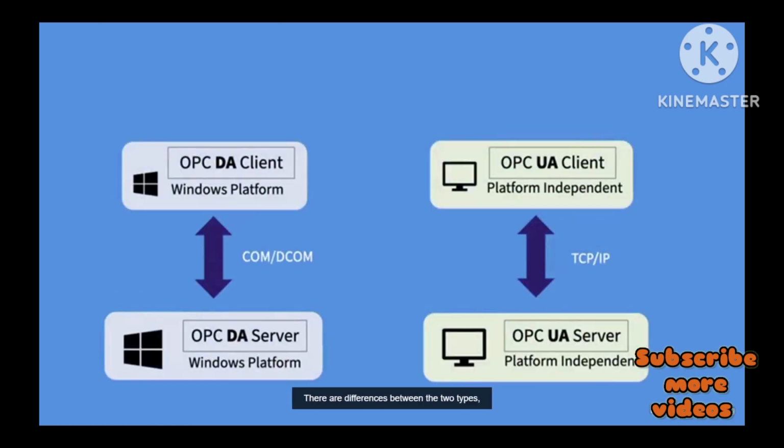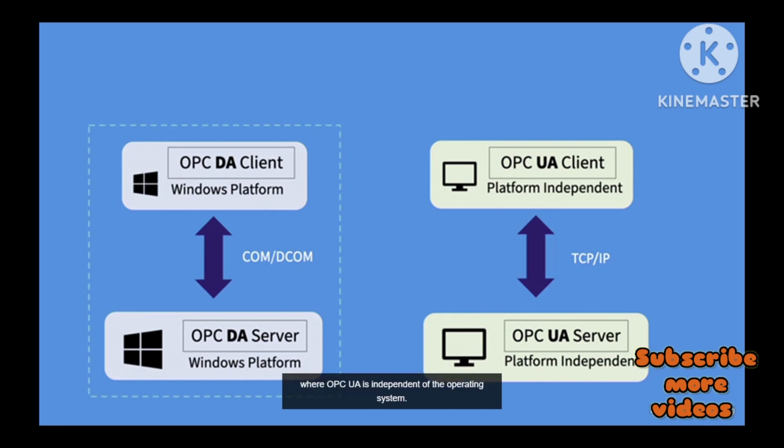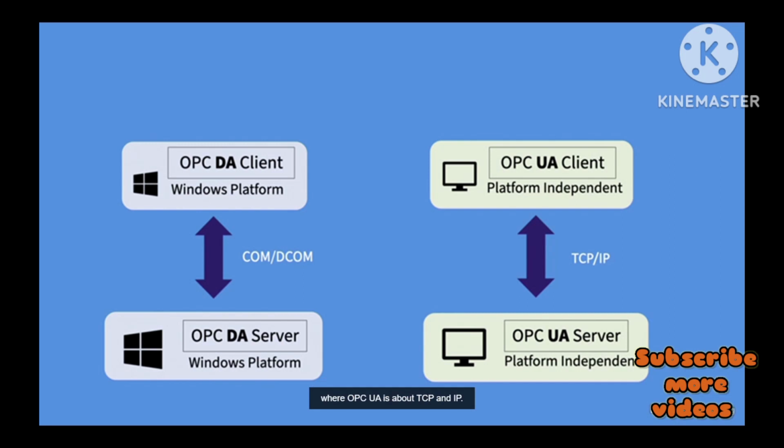There are differences between the two types, but the main one is OPC-DA is completely operating system dependent on Windows platform, where OPC-UA is independent of the operating system. Also, OPC-DA communication medium is COM and DCOM, where OPC-UA is about TCP and IP.